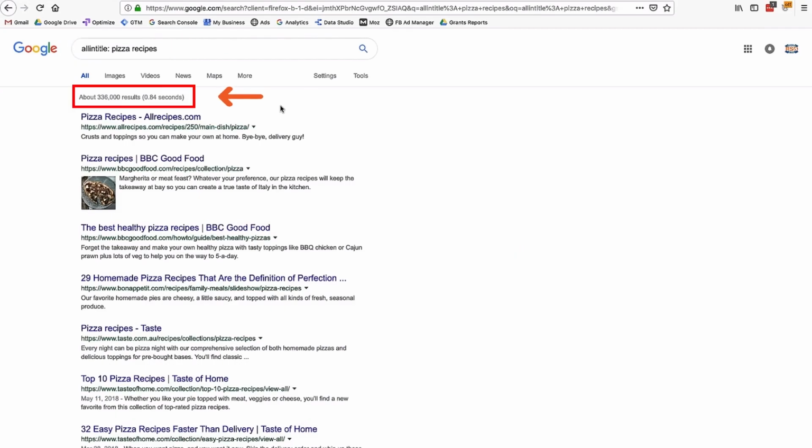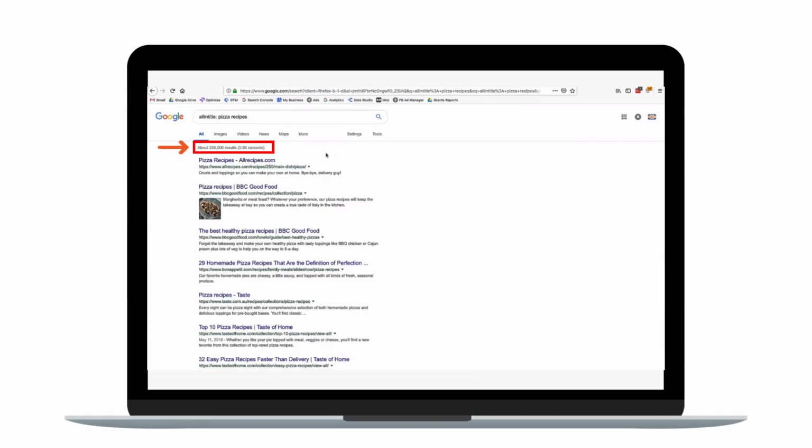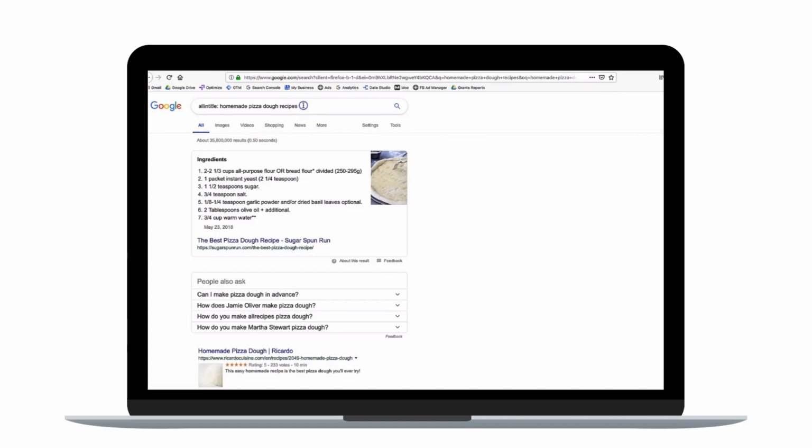As a result, the number of relevant pages decreases to 336,000. This approach provides a more focused and specific perspective on the level of optimization for the given keyword. The keyword pizza recipes has around 336,000 search results specifically in the title tag. Searching for homemade pizza dough recipe yields approximately 35 million results.